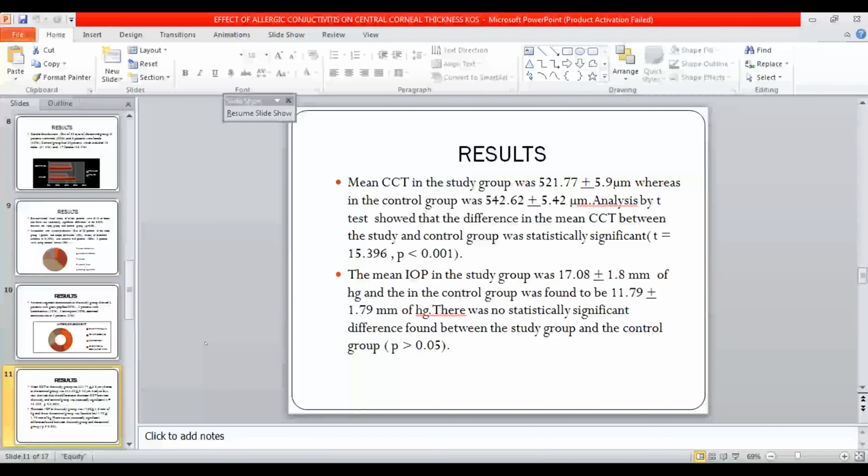The mean central corneal thickness in the study group was 521 micrometers with a standard deviation of 5.9, whereas in the control group it was 542 with a standard deviation of 5.42. Analysis by t-test showed the difference in the mean CCT between the study and the control group was statistically significant. The mean IOP in the study group was 17 millimeters of mercury, and in the control group was 11. There was no statistically significant difference found between the control group and the study group.